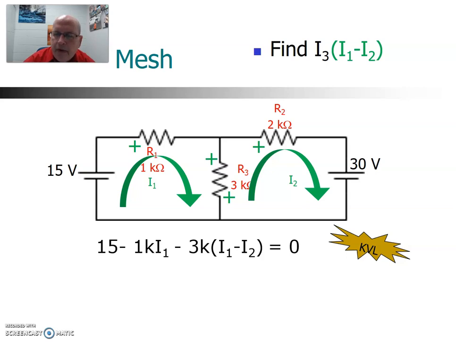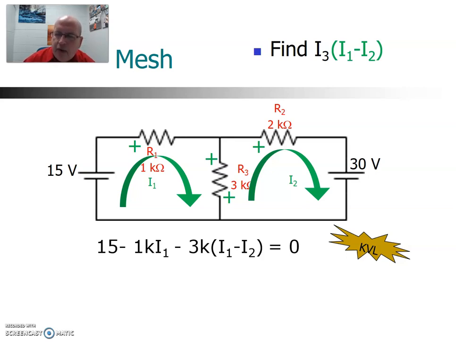Moving further around the loop, we encounter R3. Again, our current is entering there, so it's a positive on top. So we're going from positive to negative. It would be a negative. The resistance value is 3K. And then the current through that resistor is I1 minus I2. And that brings us to the beginning again, so we say equals 0.